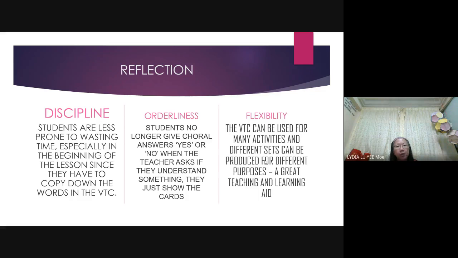Another function of the cards, as I have mentioned, is to show whether they understand the lesson or not. So from here, you can see another improvement. If the teacher asks, do you understand? They don't say yes together, or no, things like that. Each student shows a color of their card to denote whether they understand, don't understand, or don't really understand.